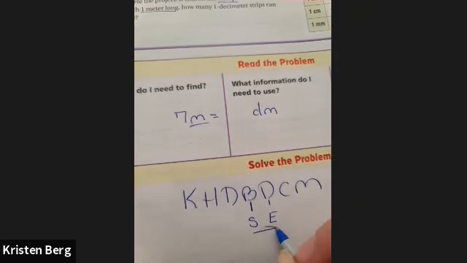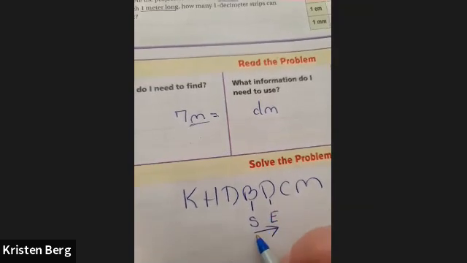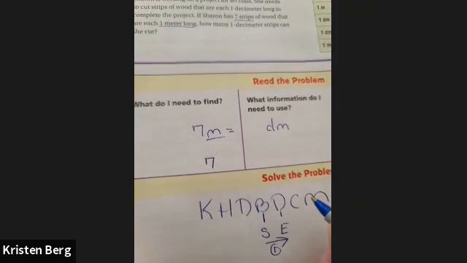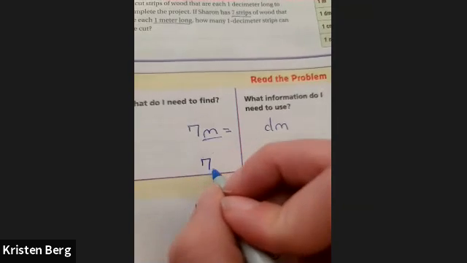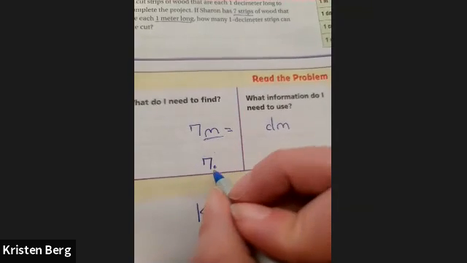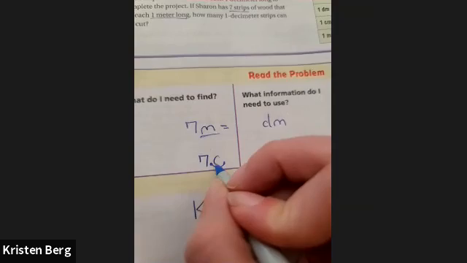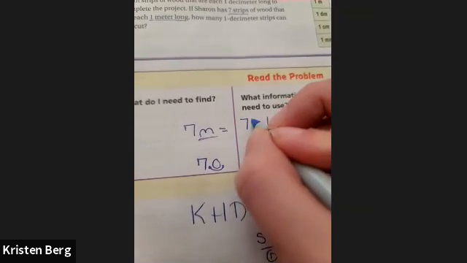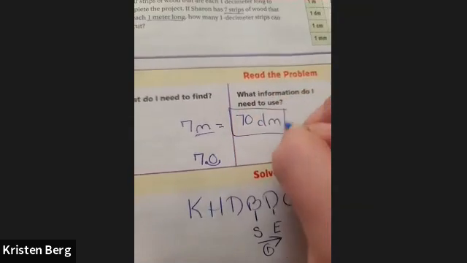So you're going to move your decimal to the right 1 place. So where does your decimal begin? It is at the end if it's not given to you. And now you're going to move it 1 place to the right. So then this would be 70 decimeters.